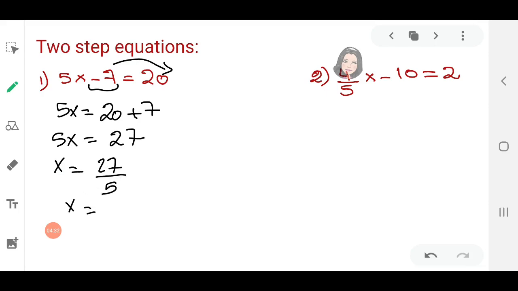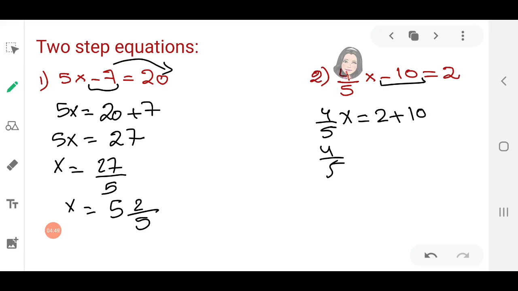Then x is going to be equal to 5 and 2 out of 5, since this 27 over 5 is an improper fraction. Now 4 over 5 x minus 10 equals 2. First, get rid of this minus 10. So 4 over 5 x is equal to 2 plus 10. Then 4 over 5 x should be equal to 12. And x is equal, this is 4 over 5 times an x, so it's going to be 12 multiplied by the reciprocal of the 4 over 5, which is 5 over 4.